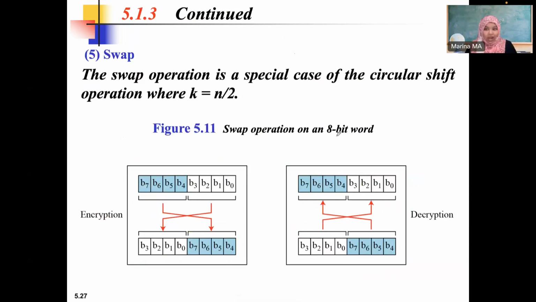5th, swap. Left to right, right to left. Ta-da! The swap operation is a special case of a circular shift where k is n divided by 2. Okay, never mind. It's just you swap left to right, right to left. You'll see that; we'll use it a lot in either encryption or hashing and so on. If the blue one is left, after encryption the blue label becomes the right part, and then white becomes the left. So just swap.